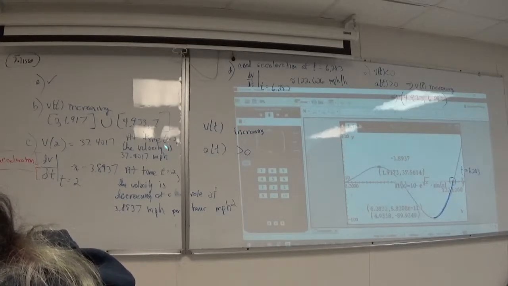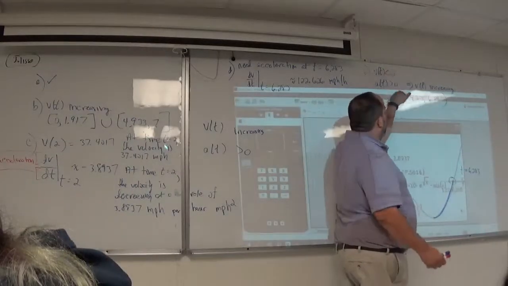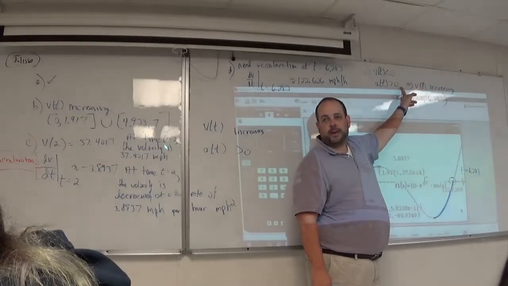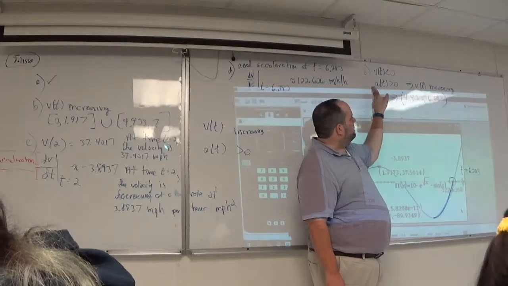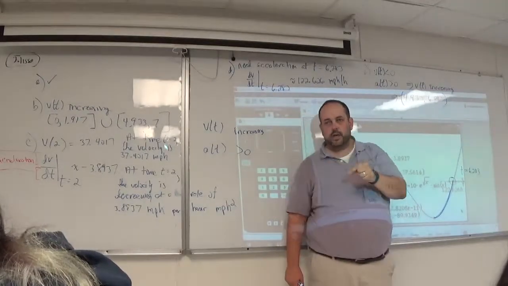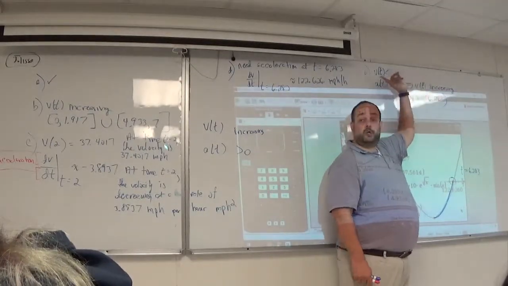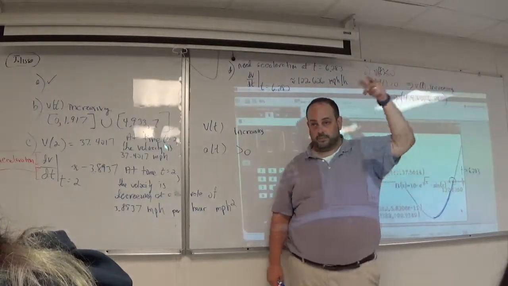Well, in part E, the question was, when is the velocity negative and the acceleration is positive? Acceleration is the derivative of velocity, so if acceleration is positive, then velocity must be increasing. So I'm looking for where these two things are happening on my graph, velocity negative and velocity increasing.